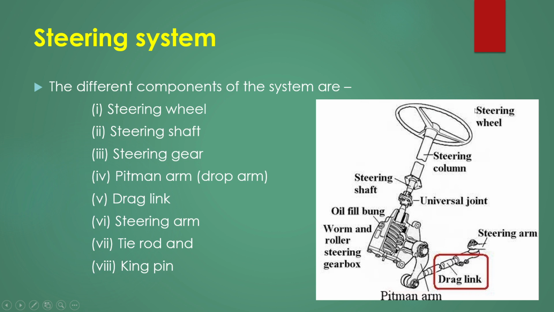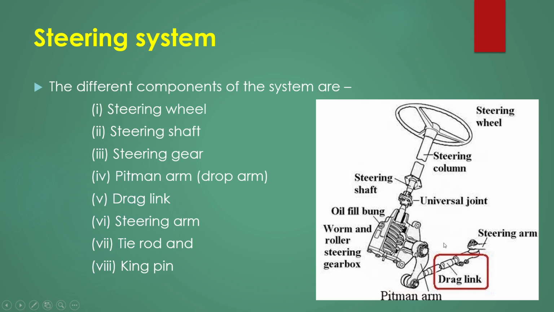As we rotate the steering wheel, the steering shaft will also rotate, and the gear which is mounted at the bottom end of this steering shaft will also rotate. That rotation is transmitted through 90 degrees with the help of this gearbox, and the rotation of this shaft is taken by the pitman arm or drop arm. It is connected in such a way that as this rotates, the pitman or drop arm will have an oscillating motion in this direction.